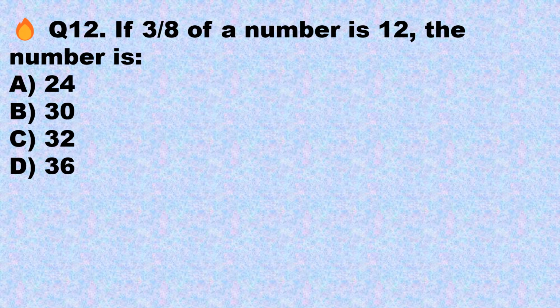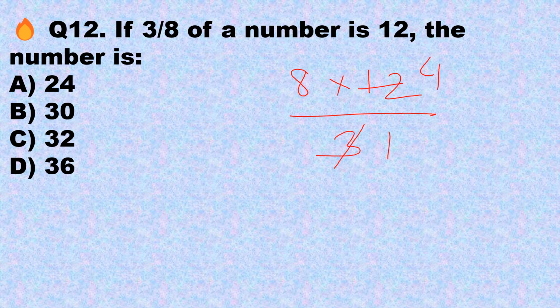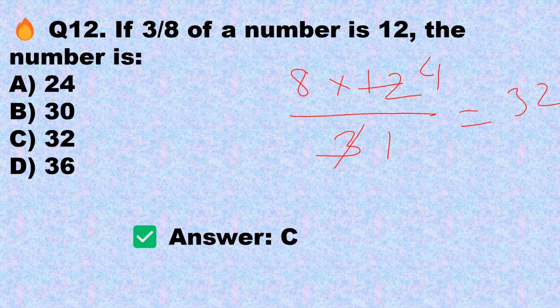If 3 by 8 of a number is 12, the number is. Okay, so we have to find the number. So what we will do here? 8 into 12 divided by 3. So 3 fours are 12, and we know that 8 into 4 equals 32. So option C is your correct answer.